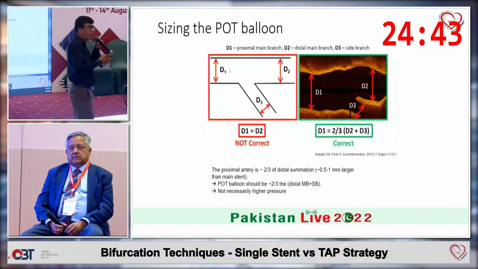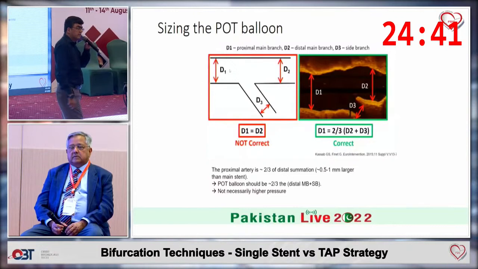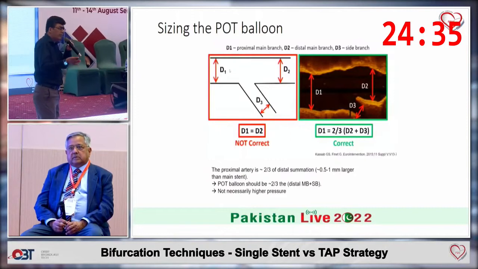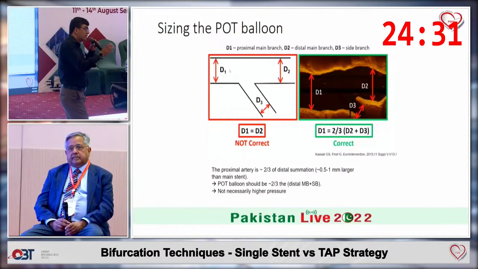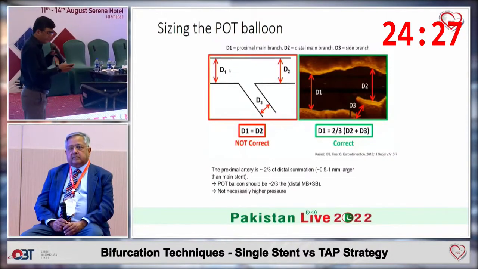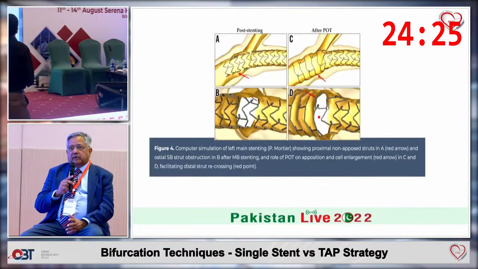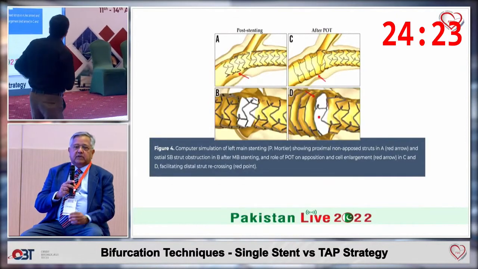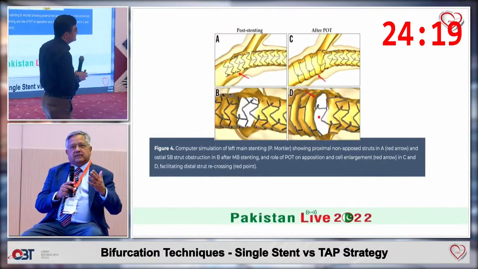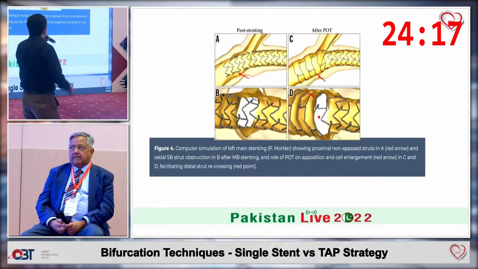The size of the kissing balloon should never be the sum of the diameters of the side branches. It is 2/3 of the sum of the side branches. For example, the two side branches are 3 and 3, which comes out with 6, and 2/3 is 4. So you take a 4 balloon for the POT, not the sum, because it's going to cause you a lot of problems. There's a very simple way to know this. A side branch balloon should be the same as the diameter of the vessel, but the main vessel half size it, then you come to the same conclusion. Yeah. So this is what a POT is.